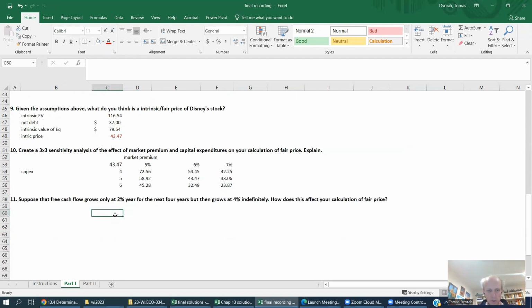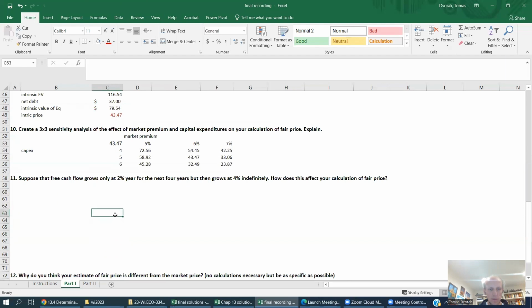What if free cash flow grows at 2% for the next 4 years, but then grows at 4% indefinitely? How does this affect your calculation of fair price? So I created myself a lot of space here. So let's do this as efficiently as possible. How about we do 2022 here, and we'll do 2023. It said 4 years, so that should be enough. No, 4 years, so that's one more.